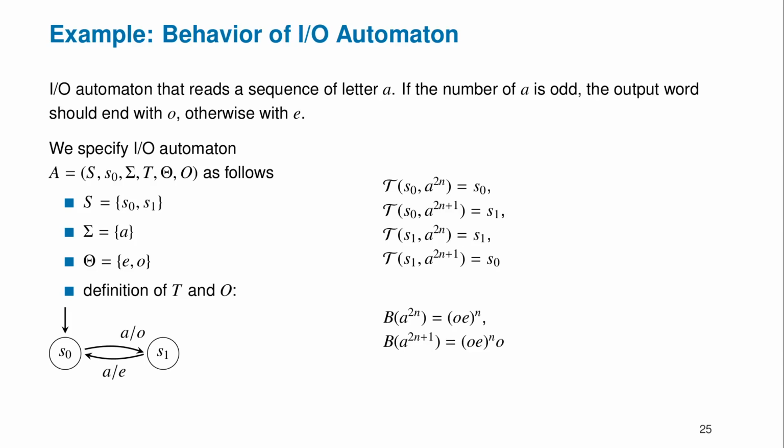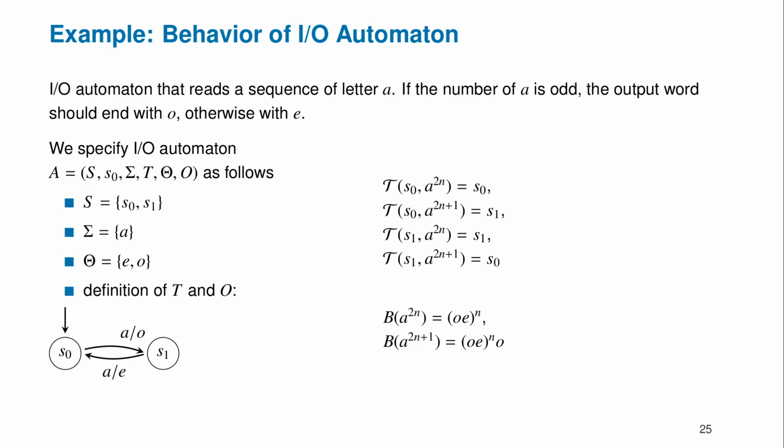Assume we want to solve the following problem. Given a word that contains just the letter A, an arbitrary amount of times, we want to figure out if the number of A's in this word is even or odd. And this we want to solve with an I/O automaton.